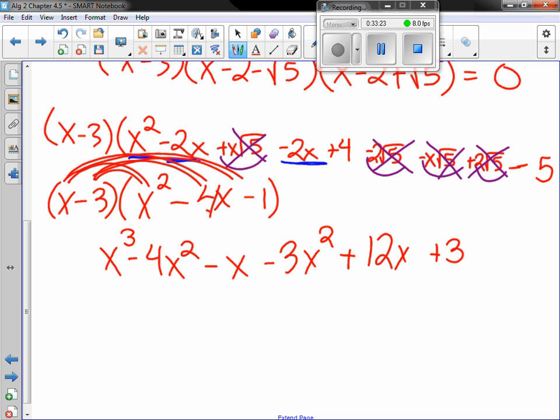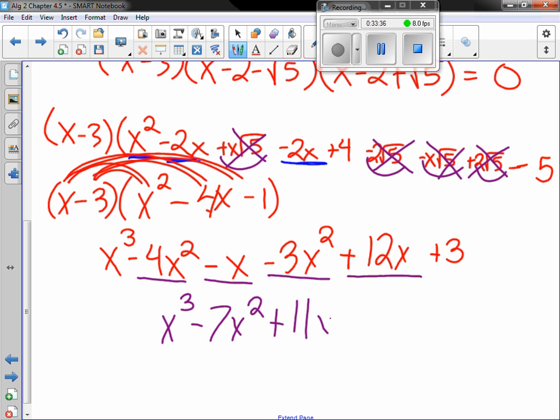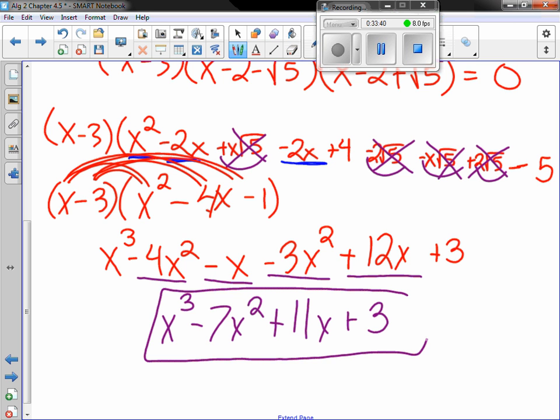And if we combine like terms, x cubed is by itself. Negative 4x squared and negative 3x squared would give us negative 7x squared. Negative x plus 12x would be plus 11x plus 3. And that would be it. That's all we would need to do for this here.